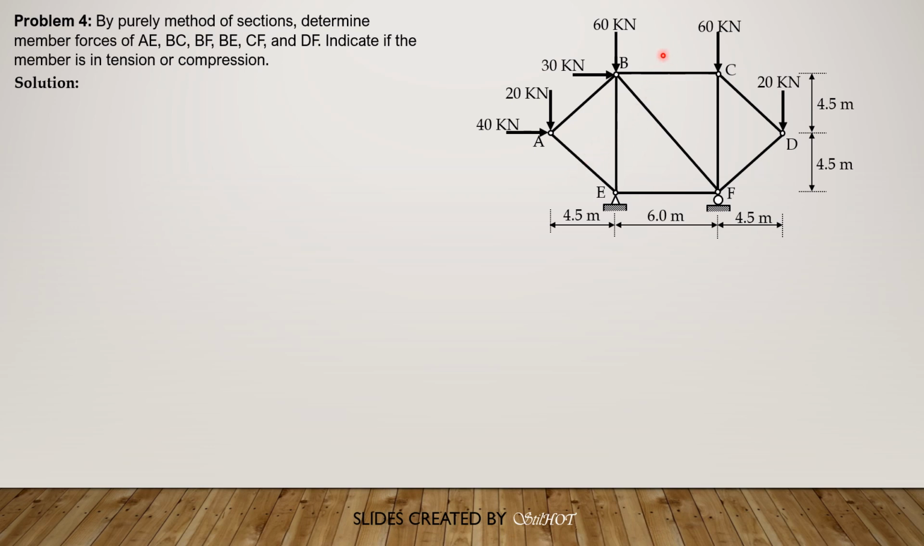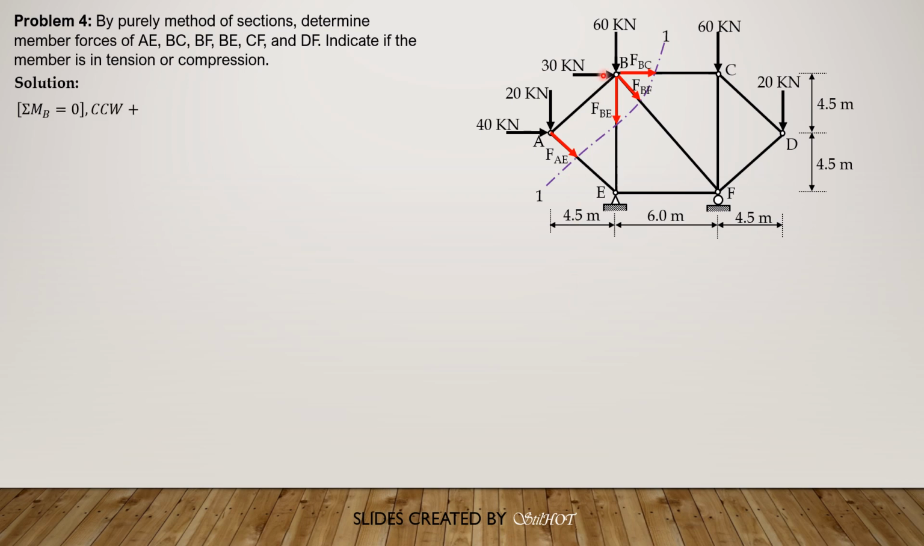So first, let's consider the section through AE because it is the first member to be determined. Then through these 4 members here, AE, BE, BF, and BC. And let's consider the left portion of AE, all forces to the left of this section 1-1, and we indicate the forces as tension of all members that are cut through this cutting section.